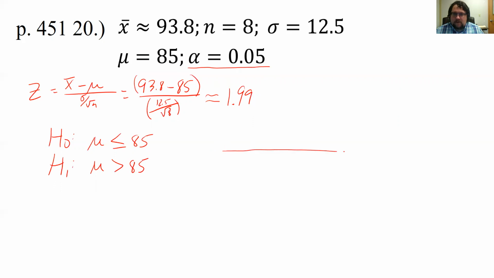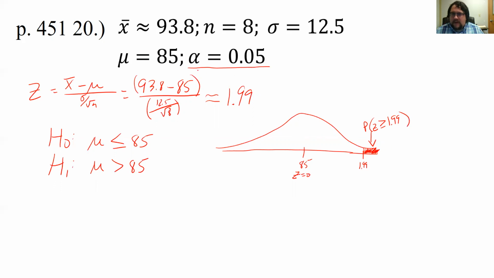So this is what's happening here on the graph. On the graph, you have your mean, 85, which corresponds to a Z of 0, right? And we're going to go up here to 1.99. And we're going to figure out what's the probability we would land in that area. What's the probability that Z would be greater than or equal to 1.99?